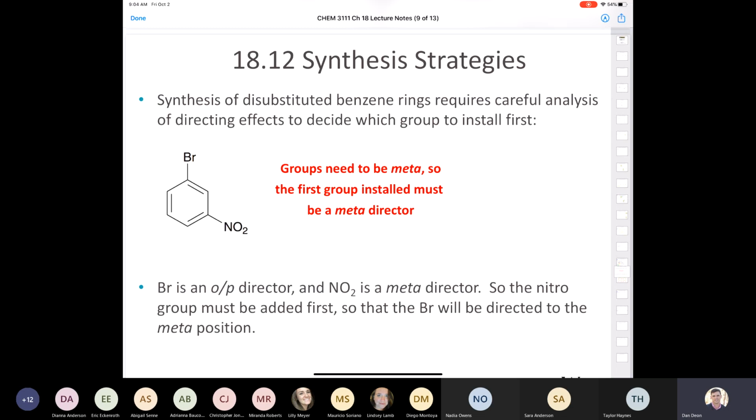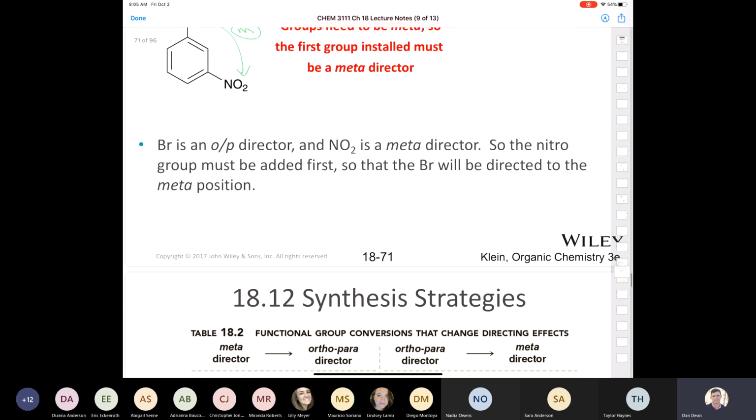Synthesis of disubstituted benzene rings requires careful analysis of the directing effects to decide which group to install first. We have these 2 groups that are meta to each other, and so we're going to have to install the meta director first. If we put the bromine in first, then we're going to get the nitro going to the ortho or para position. And so we have to be able to look at the substituents and make those kinds of decisions quickly.